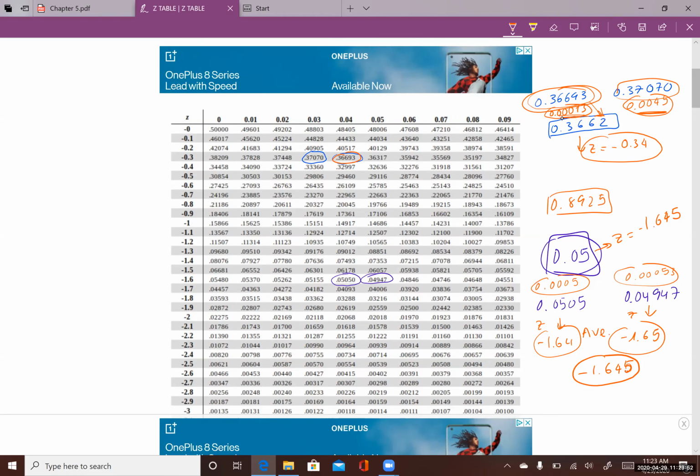0.29, I found this one, 0.29116 and 0.29460. So for sure, 0.29116 is closer, or 0.28774. I think 0.29116 is the answer.